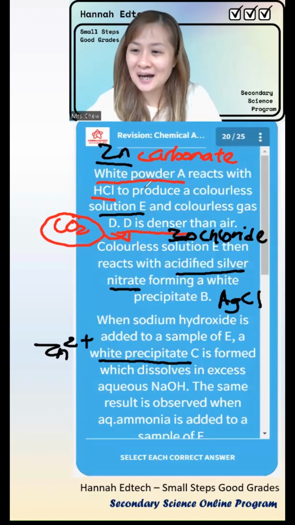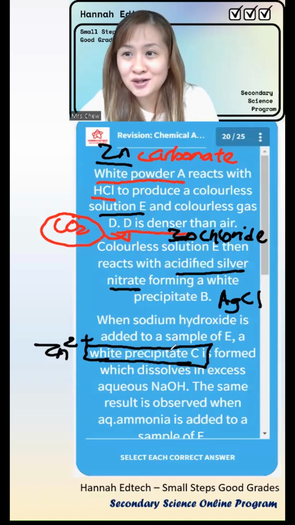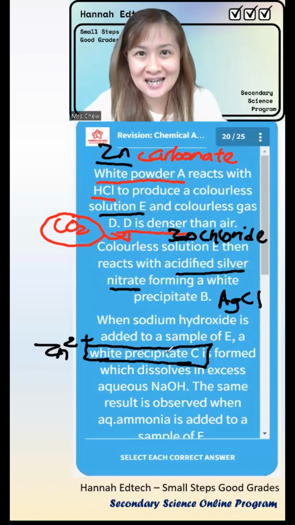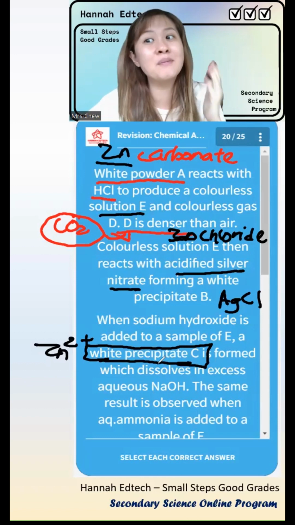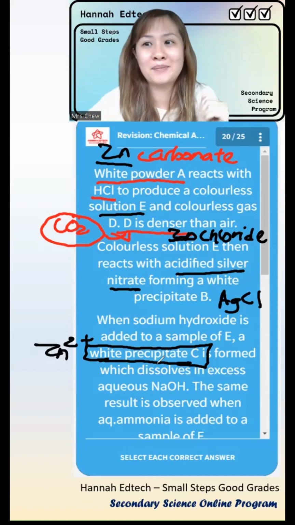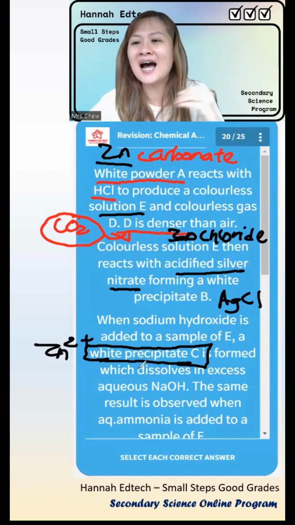So now the metal ion is out, so colorless solution E will be zinc chloride and the white powder A will be zinc carbonate. Whenever sodium hydroxide or aqueous ammonia is added and any precipitate forms, it can be a colored precipitate like a blue precipitate or a white precipitate, it will be a hydroxide. So for this case, it is zinc hydroxide.